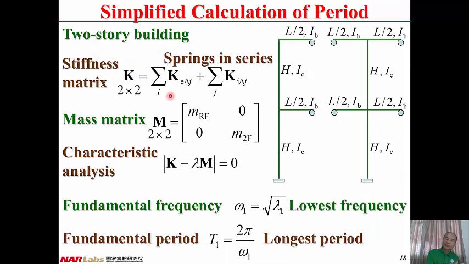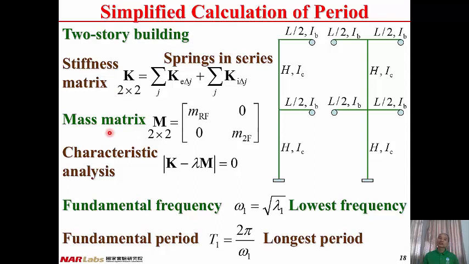Okay, once we have the stiffness matrix for the exterior column and the stiffness matrix for the interior column, and we consider all the columns as arranged in series, as springs in series, the stiffness matrix of the whole structure equals the summation of the stiffness matrices of the exterior columns plus the summation of the stiffness matrices of the interior columns. Finally, we have the stiffness matrix of the structure.